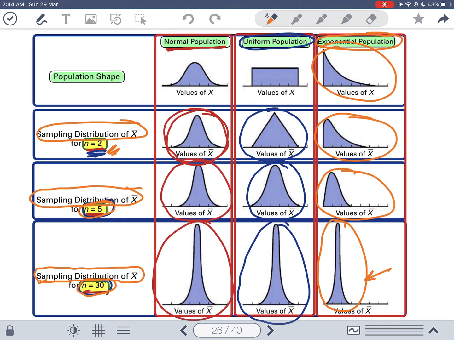And if you start with a normal population, you are okay. Any sample size is fine. But if you have uniform, exponential, or skewed left, skewed right, then in this case you need to take your sample size at least 30.